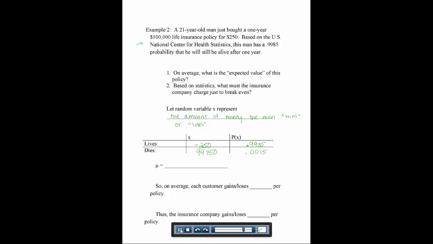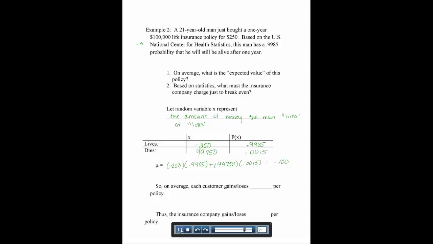So to find the expected value of this insurance policy, we would find the mean, which, since this is small, we can do by hand. We take negative 250 times 0.9985 plus 99,750 times 0.0015, and this gives us negative 100. So what this means is, on average, the man's losing $100.